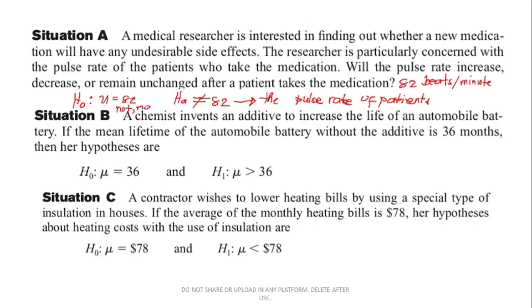Kapag naman right-tailed test, our situation B: a chemist invents an additive to increase the life of an automobile battery. If the mean lifetime of the automobile battery without the additive is 36 months, then her null hypothesis would be the mean is equal to 36, and the alternative hypothesis is the mean lifetime is greater than 36.